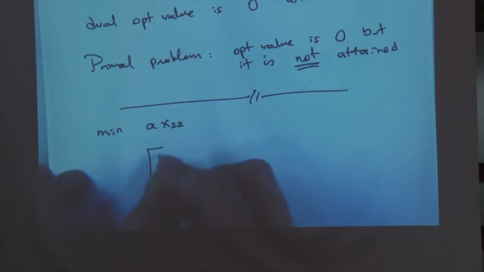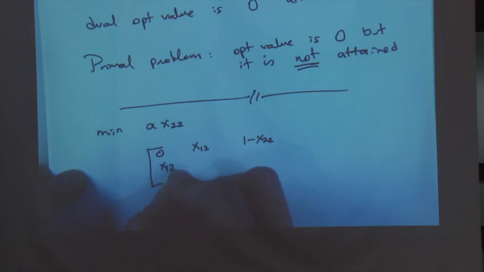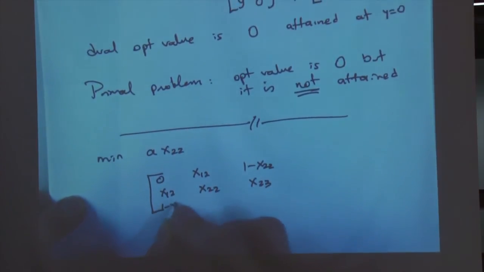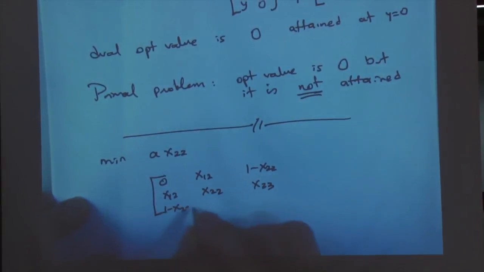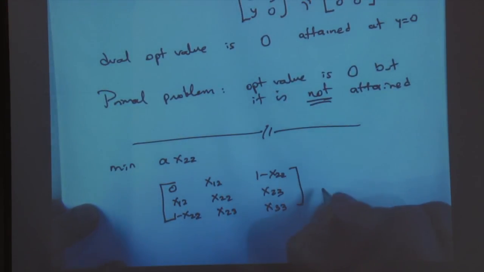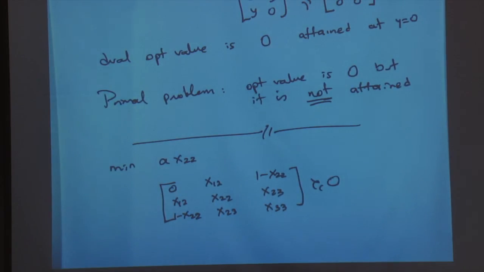If we have this semi-definite problem, x12, x22, x23, 1 minus x22, x23 and x33, if we want that. In this case, you actually need two matrices. You need two constraints for the primal. You want one constraint that takes care of making this guy equal to 0, and another constraint that ensures that these guys here have the proper values.